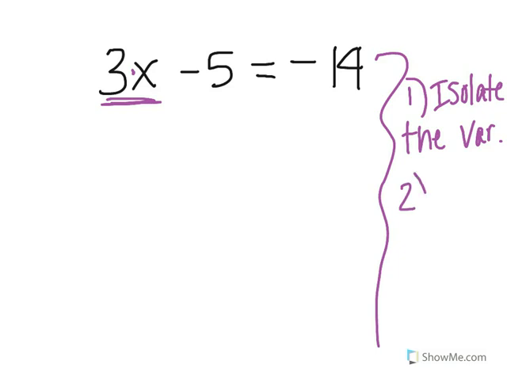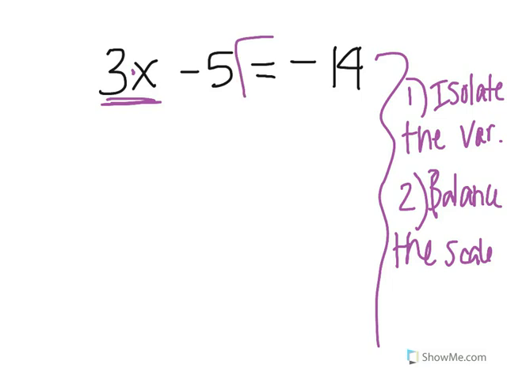The other goal was to balance the scale. By balance the scale, I mean we have to do the same thing to both sides. If I add 3 to the left, I have to add 3 to the right. That will keep my scale balanced. That will keep each side equal. Because remember, this is an equation, which is saying that this side is equal to this side, or 3 times x minus 5 is equal to negative 14. So I want to do the same thing to each side to keep those balanced.